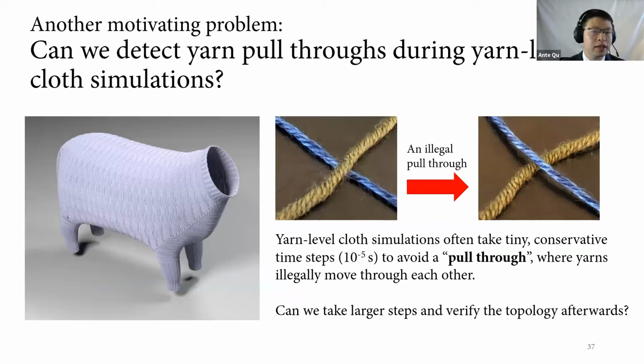Here's another issue. In a yarn level cloth simulation, there can be hundreds of thousands of thin spline segments, like in this sheep sweater on the left. A pull-through occurs in a simulation when yarn illegally passes through each other. For example, let's say the green yarn is on top of the blue yarn at first, like in the middle top picture. A pull-through could cause the blue yarn to pass through the green yarn, ending up on top because it misses a collision. This is why yarn simulations must take tiny time steps. So a motivating question is, for a complex yarn model, can we take larger steps and verify the topology after stepping?